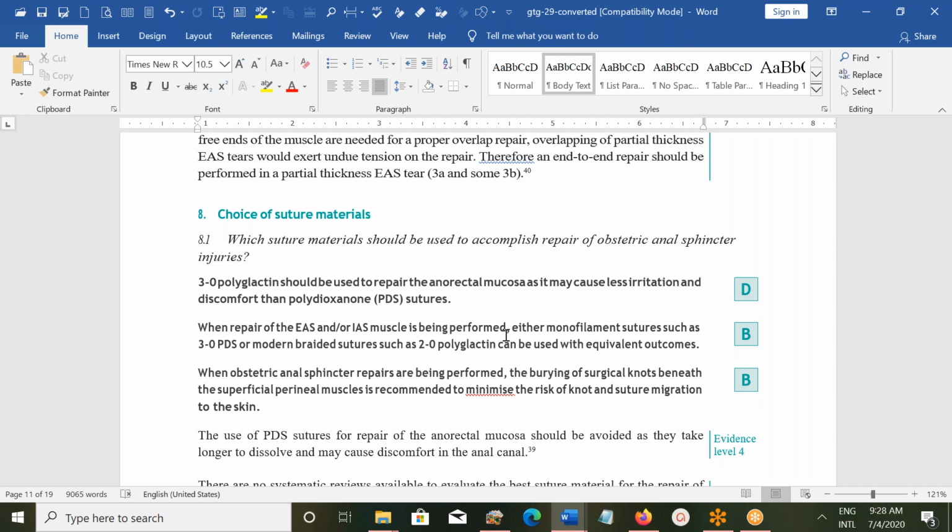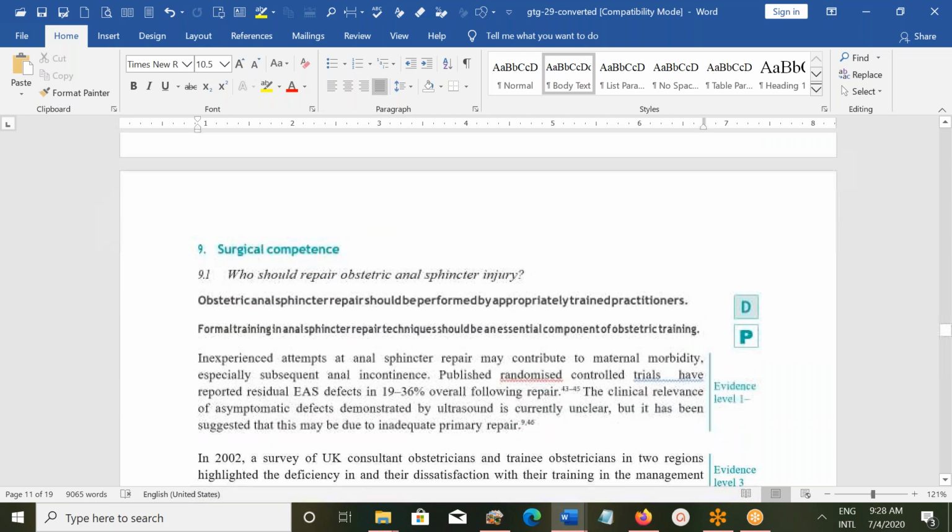So when OASIS repairs are being performed, then burying of the surgical knot beneath the skin and superficial perineal muscles is recommended to minimize the risk of knot and suture migration. So you are going to bury that where? Beneath the superficial perineal muscles. They will be in the superficial perineal pouch. So that's all you need to remember about the materials. Remember very specific points because they have to ask you a certain number of questions, so they cannot go into petty details. Where details are required, I'm going to give you.